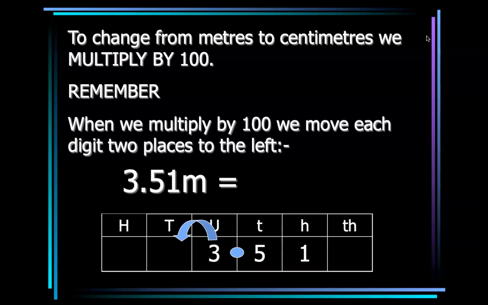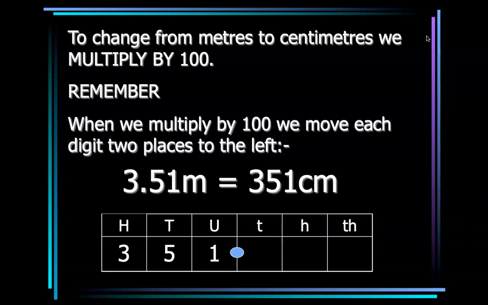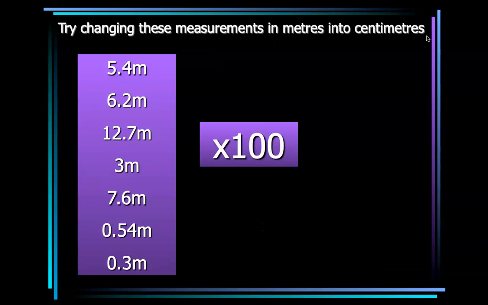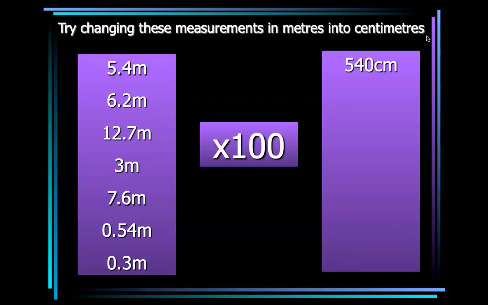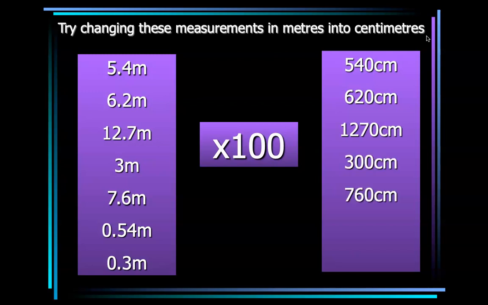There you can see the 3 will move 2 places from the units to the hundreds, the 5 will move 2 places from the tenths to the tens, and the 1 will move from the hundredths to the units. So 3.51 meters is 351 centimeters. There are a couple for you to practice. Press pause and let's see how you get on. I'll put the answers up on the screen for you to read off. And again, just notice that each number gets 2 places bigger.